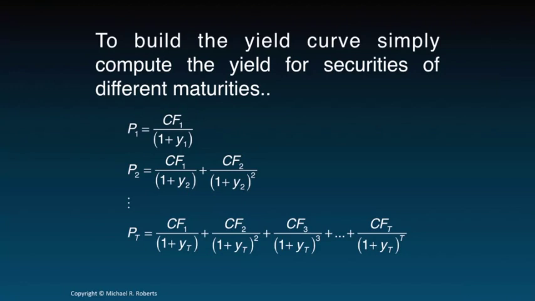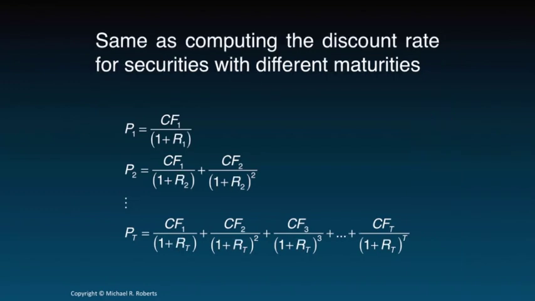And we do that for all different maturities. And the y's that come out, y1, y2, y3, all the way down to yT, represent the yield curve. Those are the points on the yield curve. But that's the same as computing the discount rate for securities with different maturities, hence the link between discount rates and yields. Now, there is a difference between discount rates and yields having to do with promised versus expected cash flows, but that's a little bit outside the scope of the course, so let's leave that aside for now. And in the context of Treasuries, yields and expected returns are relatively close.